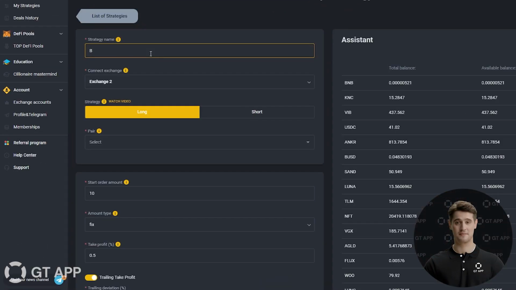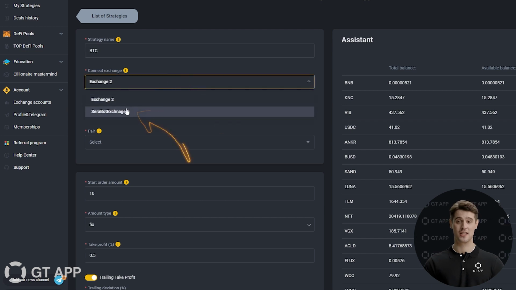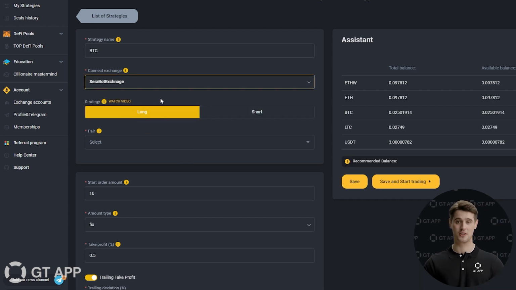So let's get started. First, come up with a strategy name. Now, connect an exchange account from those you have created earlier. If you haven't created one yet, you need to do so first. Fund your trading balance, and then proceed with the setup. By the way, you can use your personal Binance account for both spot and futures trading. You cannot connect a broker account for spot trading, only a personal Binance account.